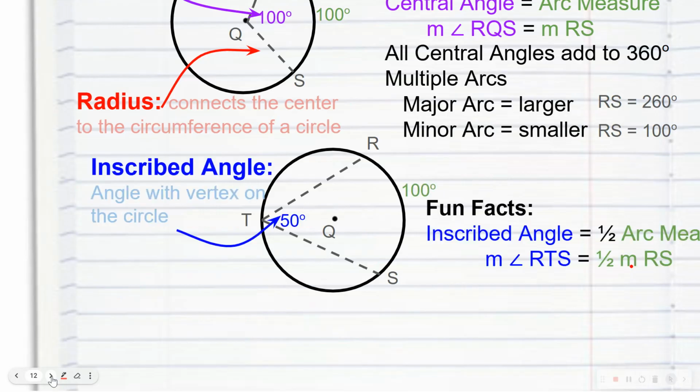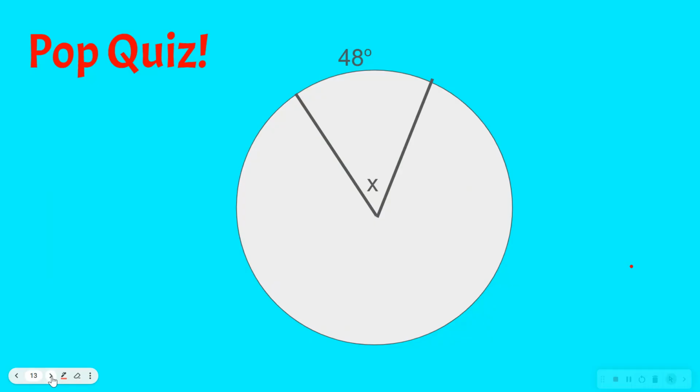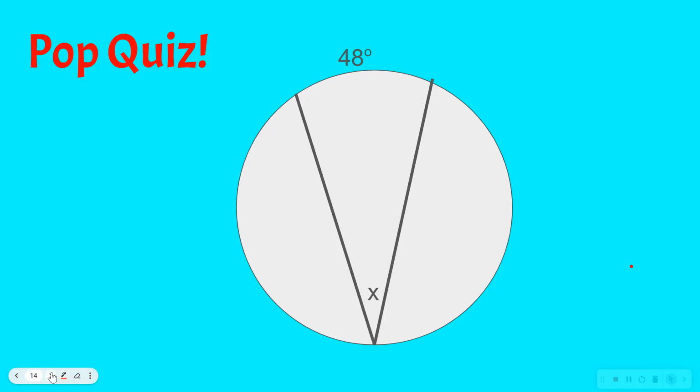Okay, sorry. So pop quiz. What is x? X is a central angle, so it's the same, so it better be 48. Here, x is now an inscribed angle, still intercepting the arc of 48, so it's going to be half of 48, so it's going to be 24 degrees.